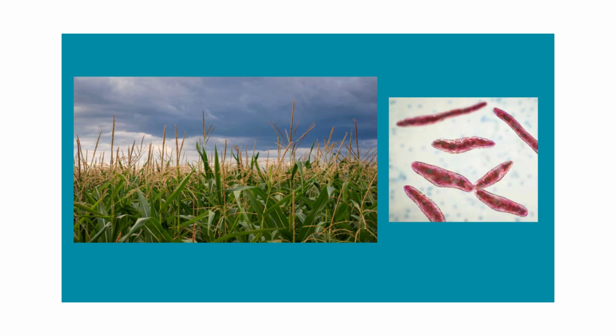Ustilago maydis feeds on sugars and amino acids from the host plant. It thrives in warm, moist environments, especially during the rainy season. Its teliospores are thick-walled and can survive for years in the soil.